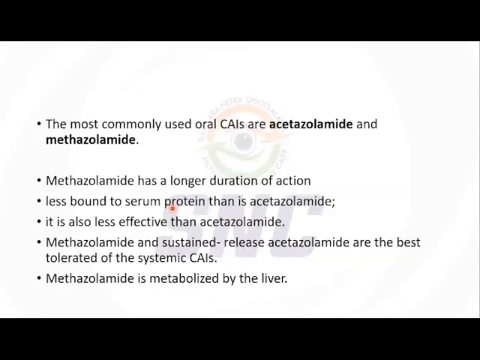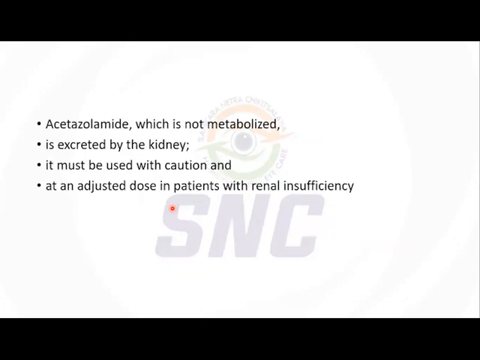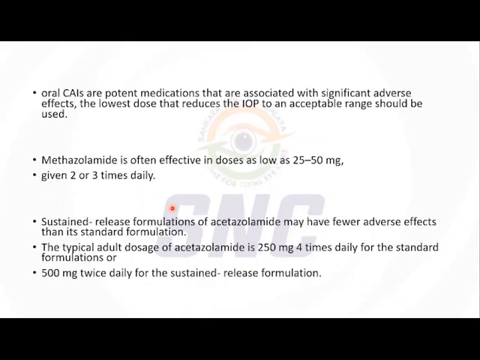The most commonly used oral drugs are acetazolamide and methazolamide. Methazolamide has a longer duration of action and is less bound to serum protein than acetazolamide. It's also less effective than acetazolamide. Methazolamide and sustained release acetazolamide are the best tolerated of the systemic carbonic anhydrase inhibitors. Methazolamide is metabolized by the liver, whereas acetazolamide is excreted by the kidney, not metabolized. So it should be used with caution and at an adjusted dose in patients with renal insufficiency.